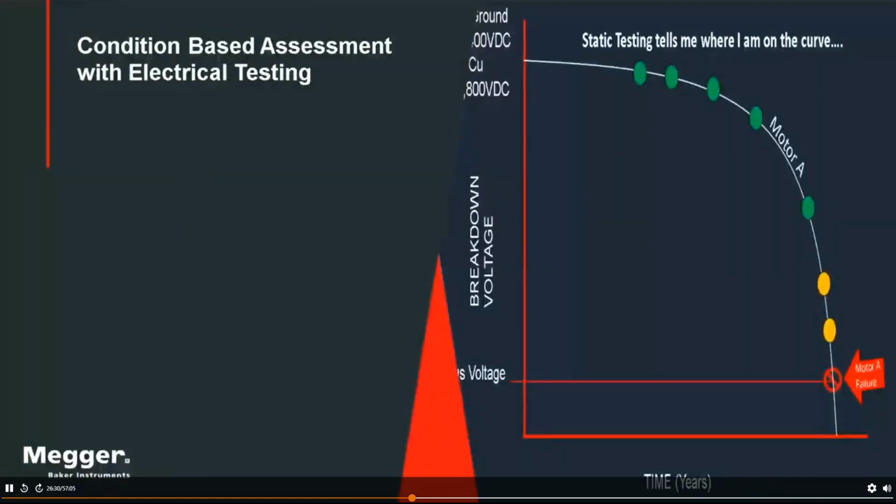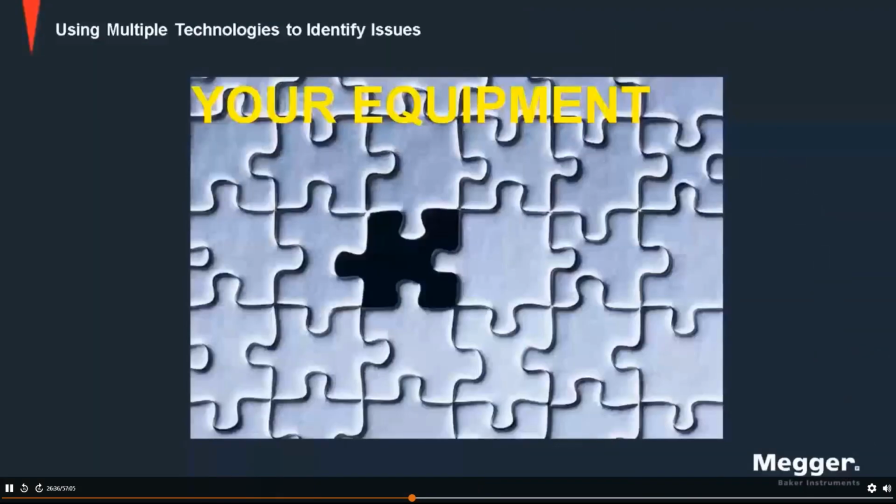All right, so now condition-based assessment. How do we use electrical testing to understand where we are? Again, this is more of a general brief overview. In the next few weeks, as we drill into static and dynamic testing specifically, we'll get into the details, but I'm going to give you an overview of how all this fits together.